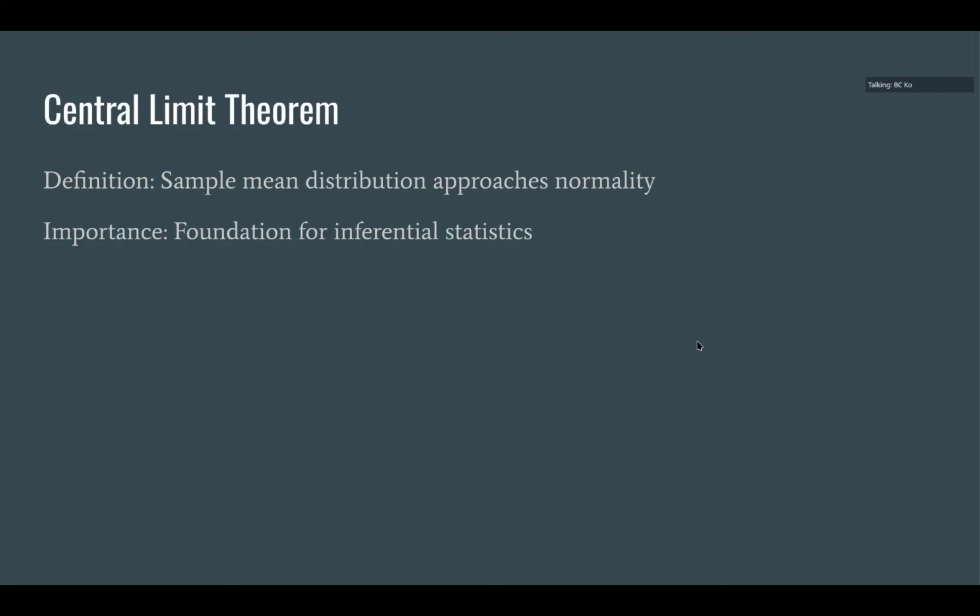Central limit theorem. The central limit theorem is another important theorem in probability theory. It basically states that the distribution of the sample mean of a sufficiently large number of independent and identically distributed random variables will approach a normal distribution, regardless of the original distribution of the population.